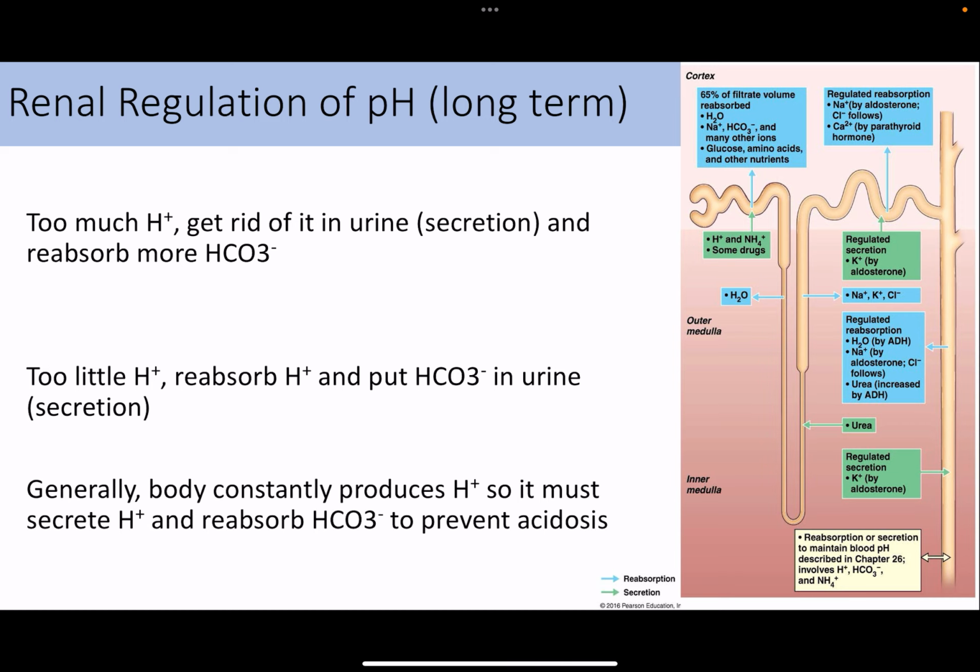But know that generally the body constantly produces hydrogen ions, so it must secrete hydrogen ions and reabsorb the bicarbonate to prevent acidosis. That is much more common than getting into an alkalosis situation, because of all the ways we listed of how we produce acids. We produce those way more than we produce buffers.